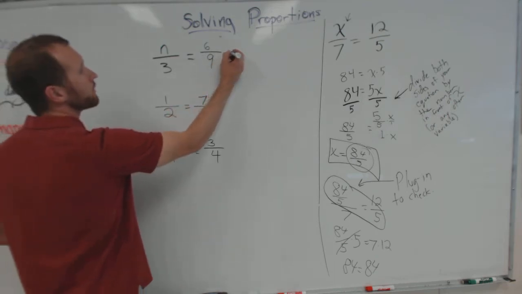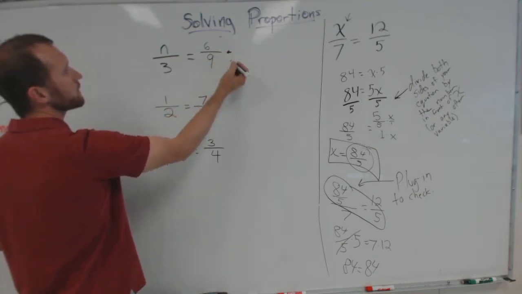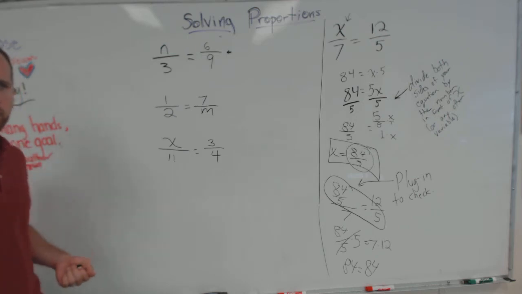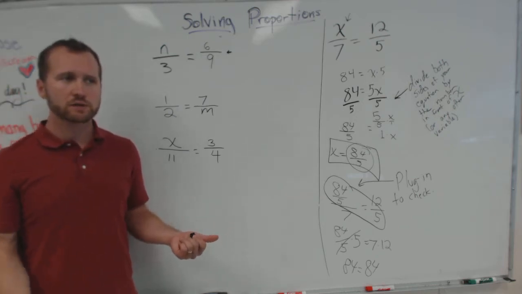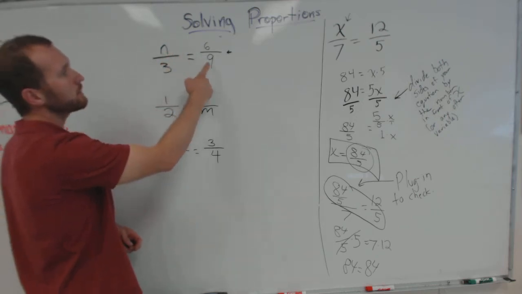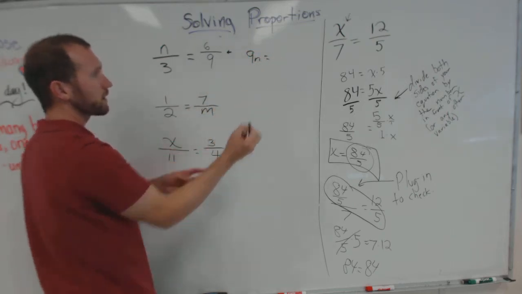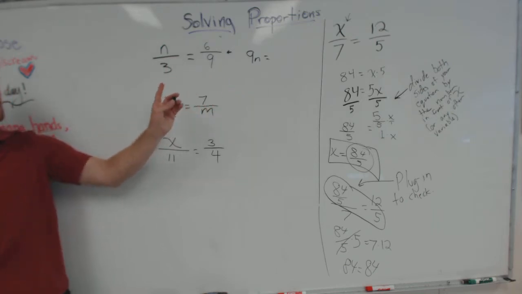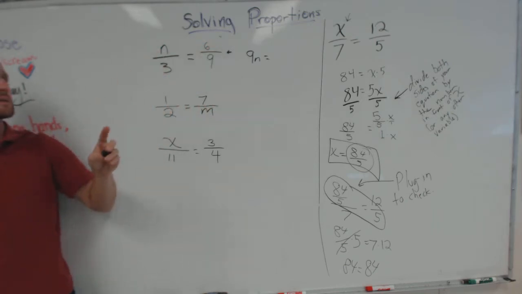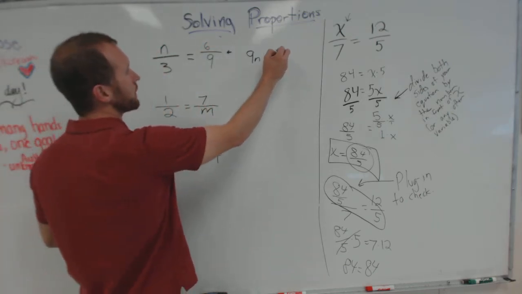First example, I just used a different variable, right? N instead of x. It doesn't change the way we're going to do this. So n times 9, that's 9n. Remember, we're going to always write it like that. Equals 3 times 6, which is 18.